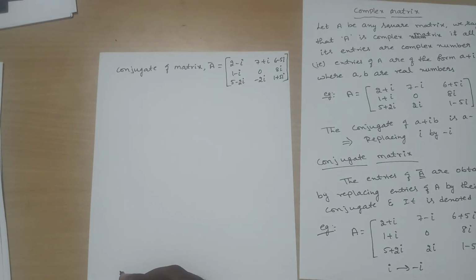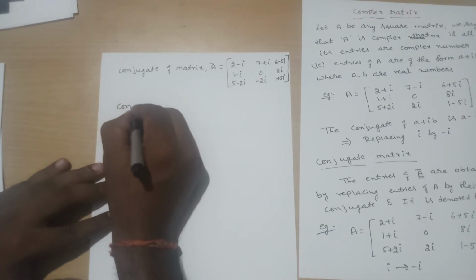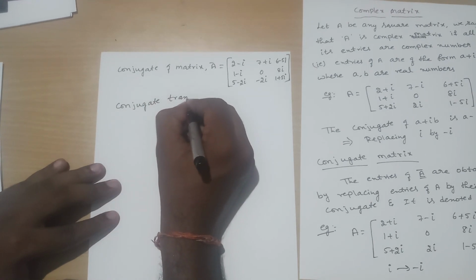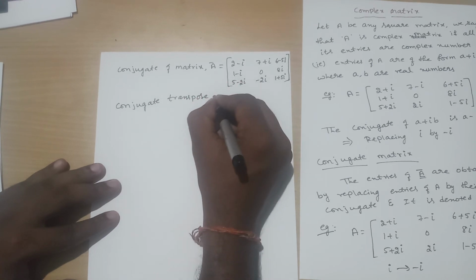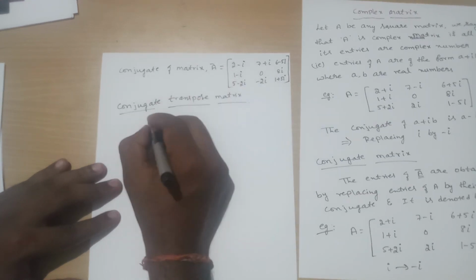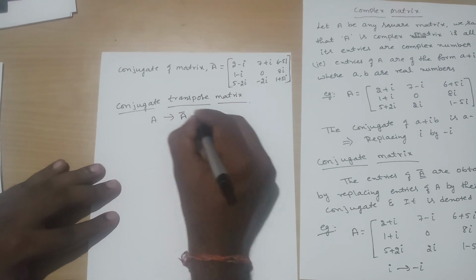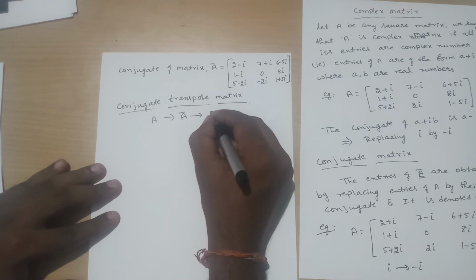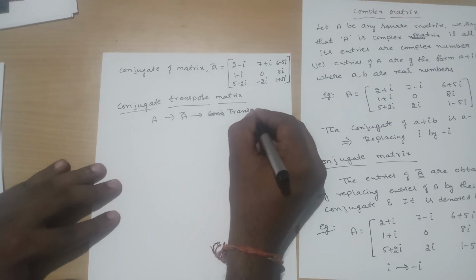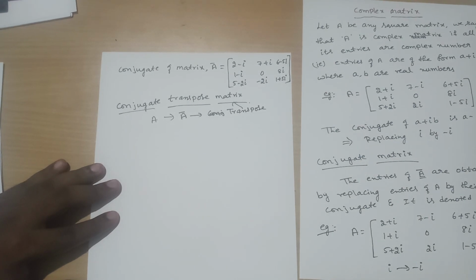Next, conjugate transpose matrix. Here they will give a complex matrix. You have to find the conjugate matrix, and then you have to take the transpose of that one. Then you will get the conjugate transpose matrix.